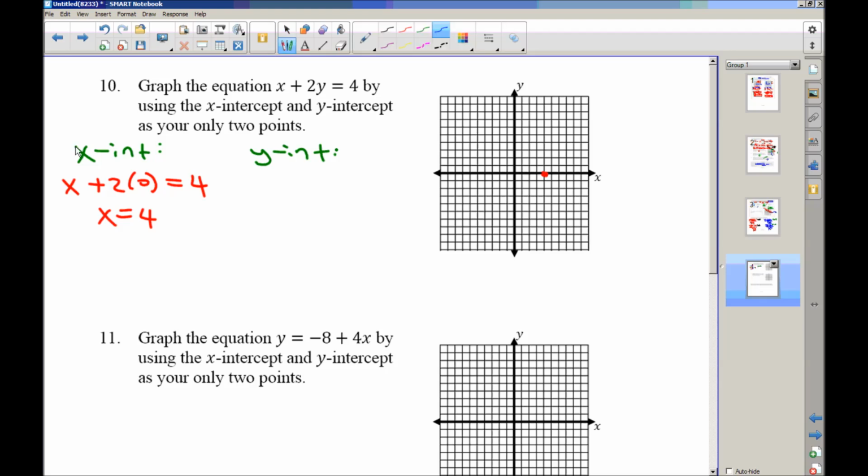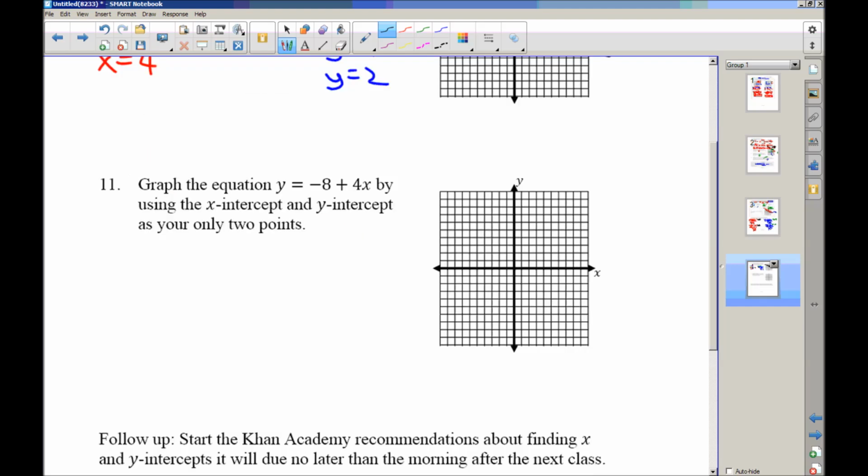The y-intercept is solve for y when x is 0. So we let x be 0, and then we solve for y. So y is 2. So we get a point at 2 on the y-axis. All we need is 2 points to make a graph. So we connect them and extend on past. Okay, and we're going to get x plus 2y equals 4. And we're done. Okay, so very fast way to graph. All right, so now to number 11.